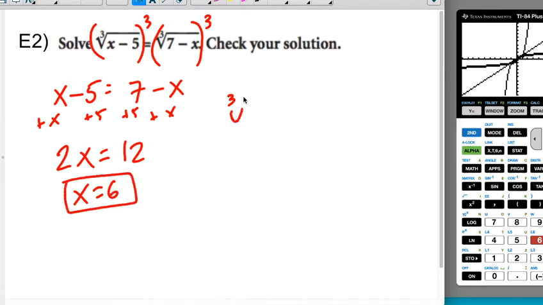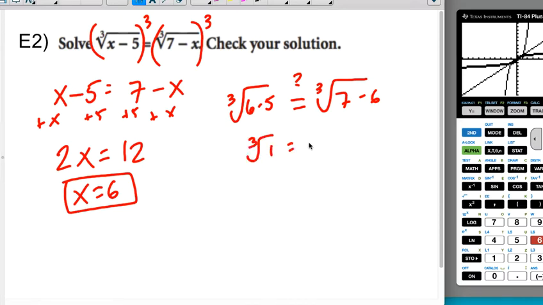So the cube root of 6 minus 5, is that equal to the cube root of 7 minus 6? Well, that's the cube root of 1 equals the cube root of 1, and yeah, that's true. 1 equals 1.